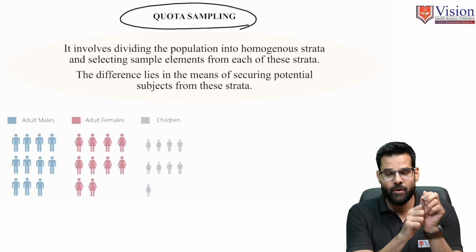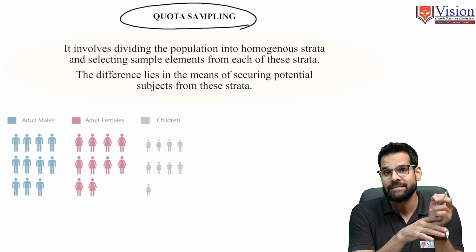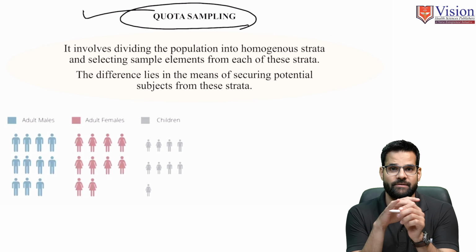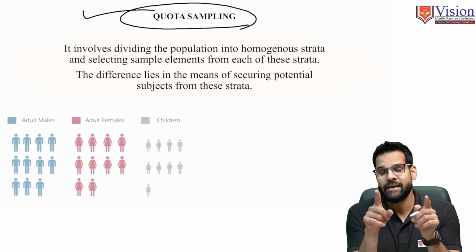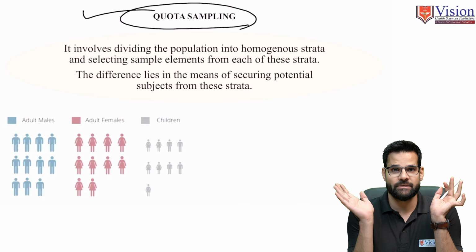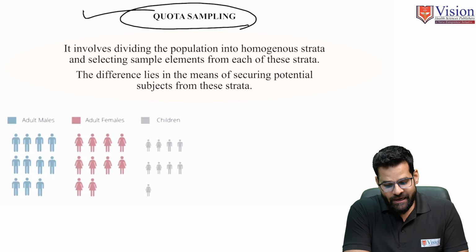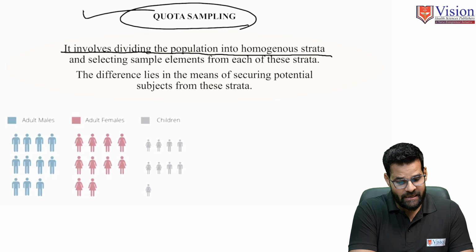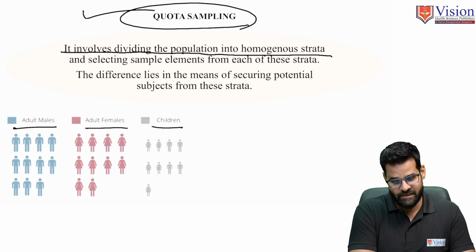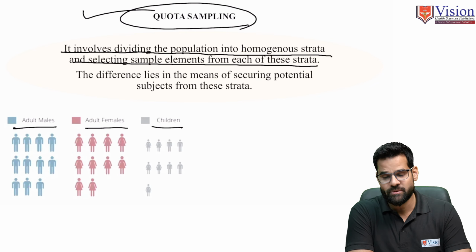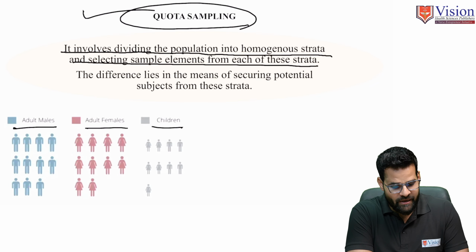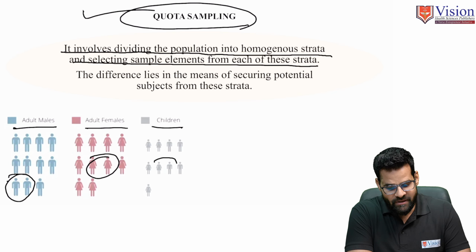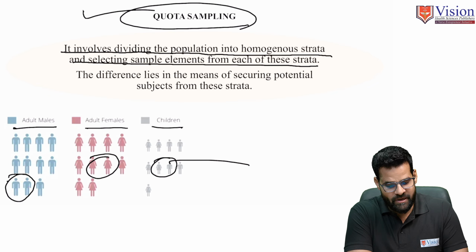If you remember, I told you about a technique in the probability category that is stratified. It is the same as stratified, but in a non-probability manner. You fix the quota first. As you can see, it involves dividing the population into homogeneous strata, same like stratified sampling: adult males, adult females and children, and selecting sample elements from each of these strata. For example, I'll take these two people from here, these two females from here, and one and one from here. So now my sample becomes 6.